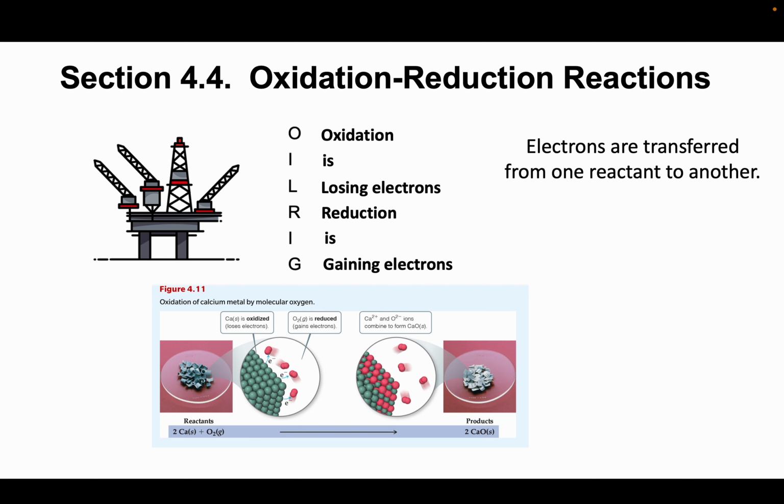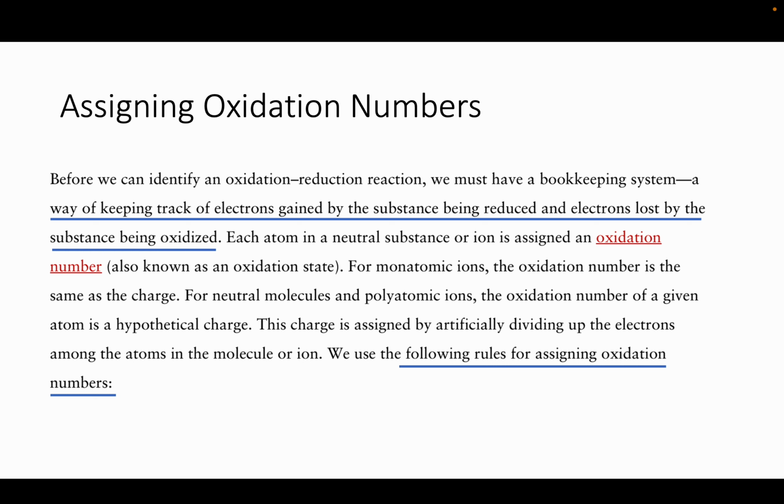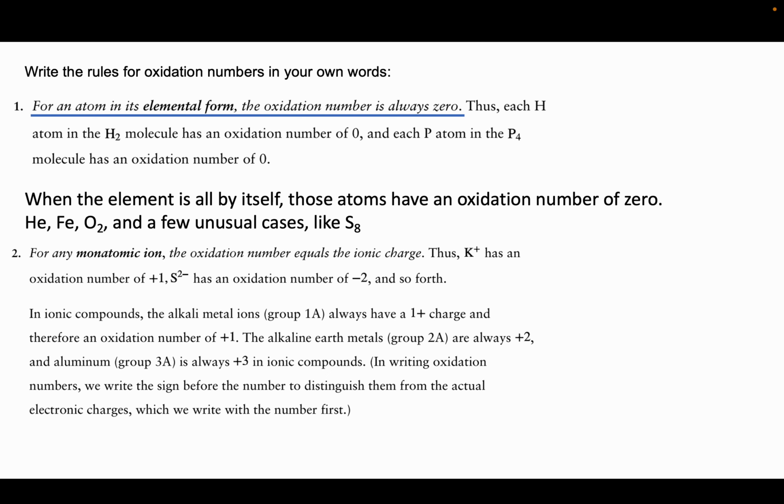The first step in this process is we need to assign oxidation numbers. They're a form of bookkeeping, a way to keep track of the electrons that are being gained or lost during the oxidation-reduction reaction. To assign the oxidation numbers, we have a few rules, some guidelines to follow. So the first one here, when it says write the rules in your own words, this is how I think about them. The first says for an atom in its elemental form, the oxidation number is always 0. So when the atom is all by itself, those atoms are going to have an oxidation number of 0.